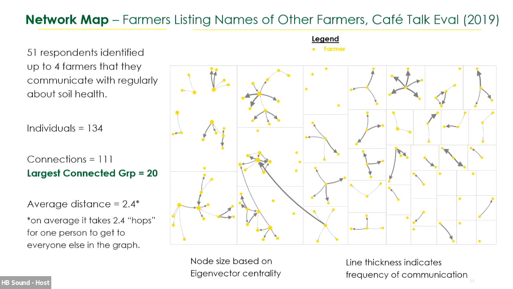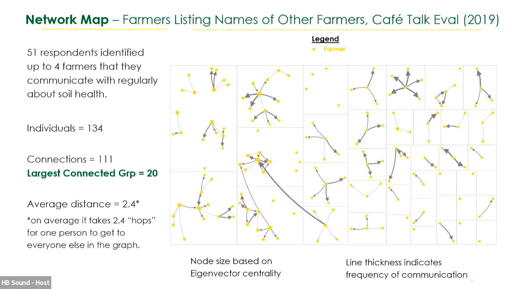So this is the network map. You saw the question that the farmers were asked. They had to list names of 4 growers, or at least one other farmer that they're talking to, at different timings, so weekly, monthly, that kind of thing. So if we look at this, 51 people responded to that part of the survey that we sent out. And we had 134 people that were listed. So those were 134 names that were listed, right, Jean? Right, yes.